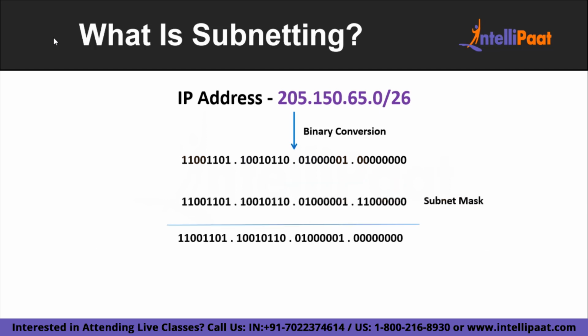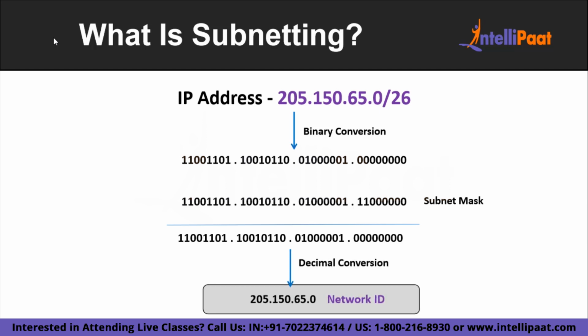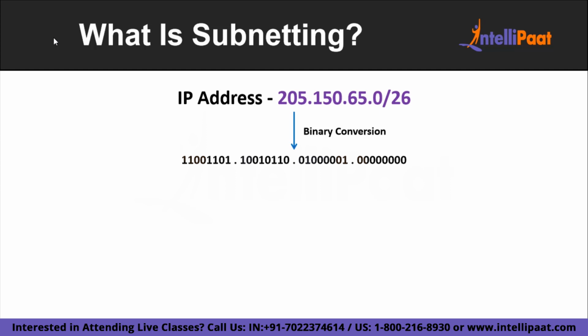Now the next part is the network ID. Network ID is the AND output of the IP address and the subnet mask. So if we carry that out and convert the binary form into decimal form, we'll get the network ID, which is 205.150.65.0.